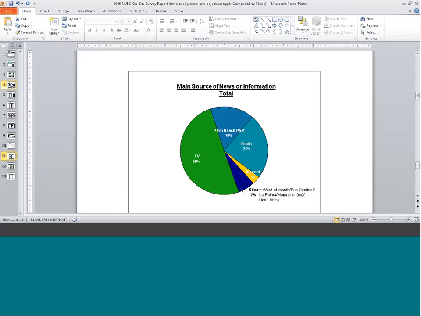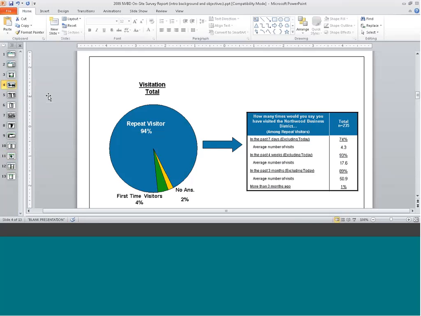So let's go back up here. Now here's a fun one. One of the questions was talking about repeat visitors and then how they're visiting, right? So we have repeat visitors at 94%. This is how you could show just the total and then show something that's related.